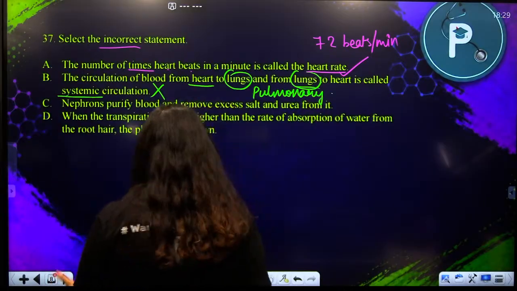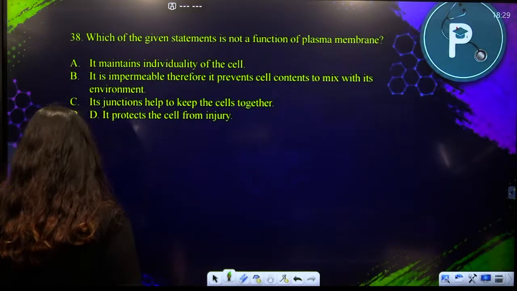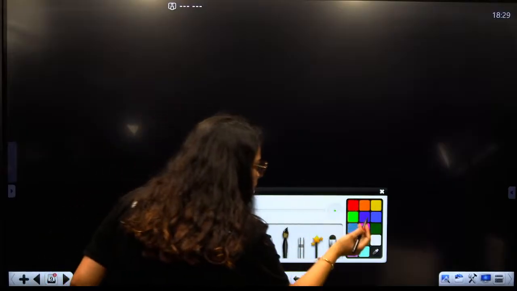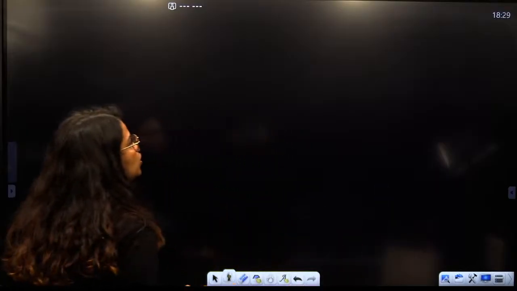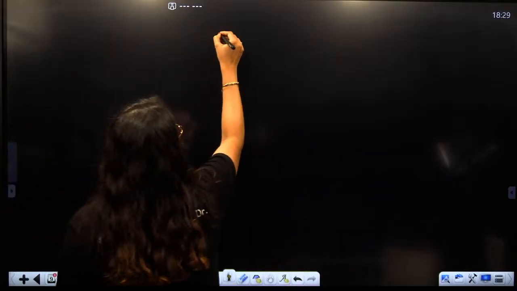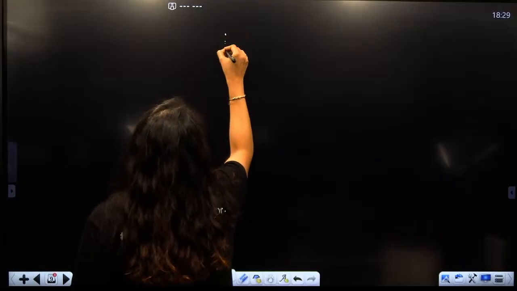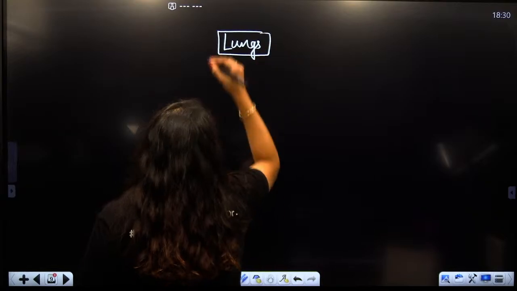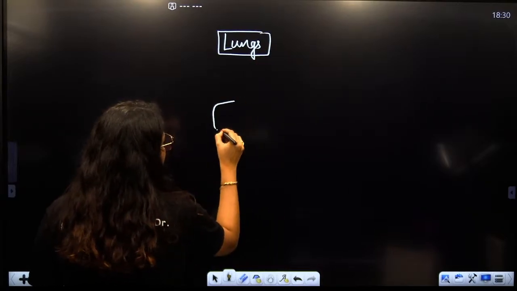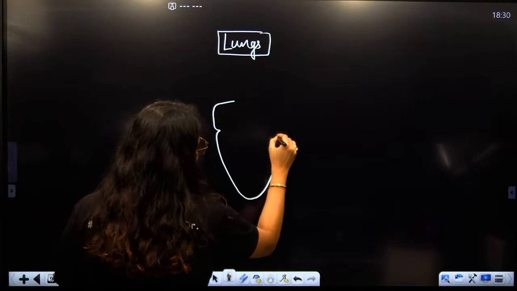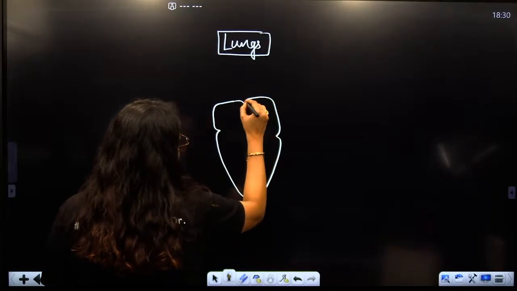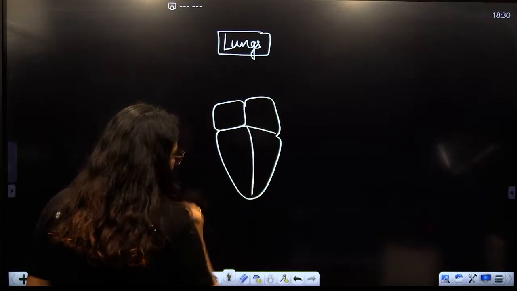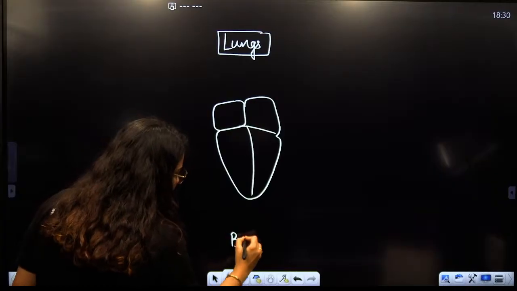Pulmonary circulation. See, when you talk about this type of circulation, let me draw it for you and explain it to you. Let's imagine that this is our lungs. Okay, this is our lungs. That is the alveoli. Somewhere here your heart is present. Suppose this is our heart. Okay, this is our heart here. All right, and this is our body.